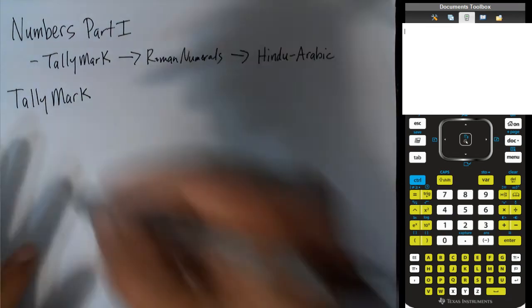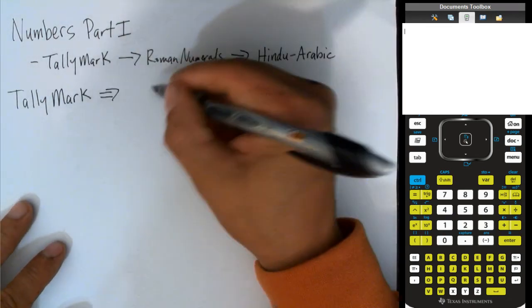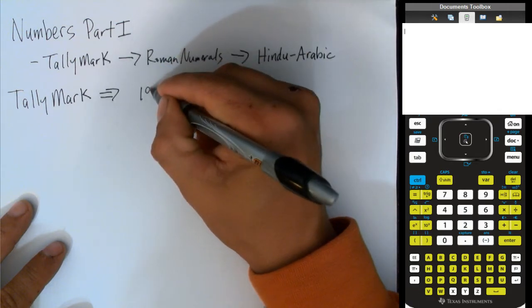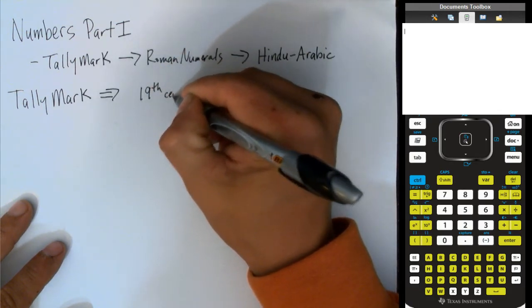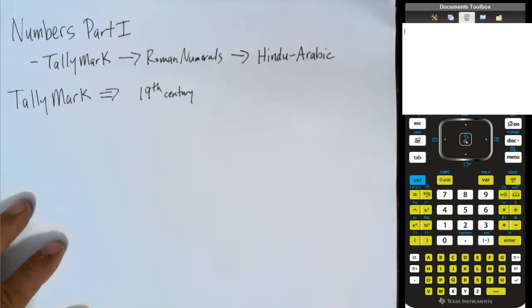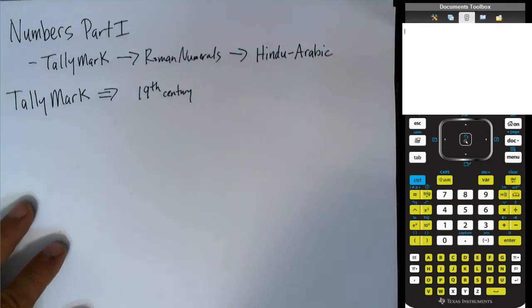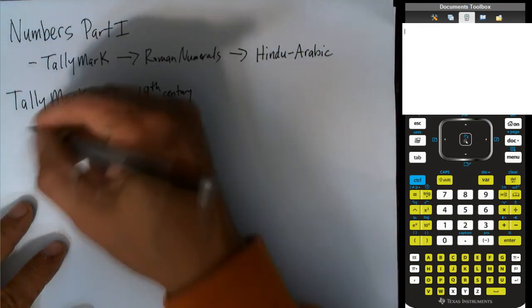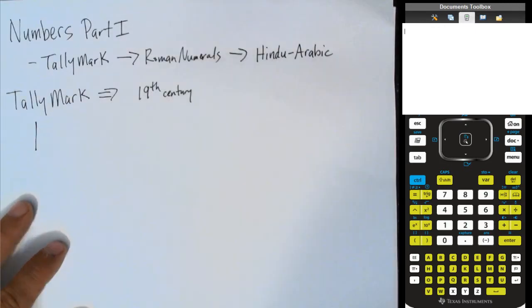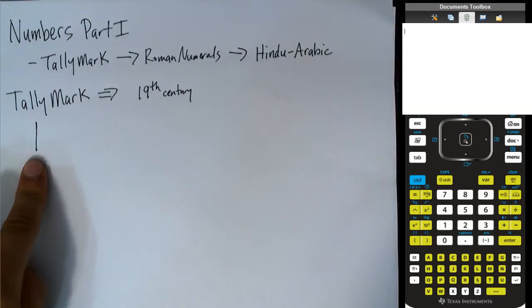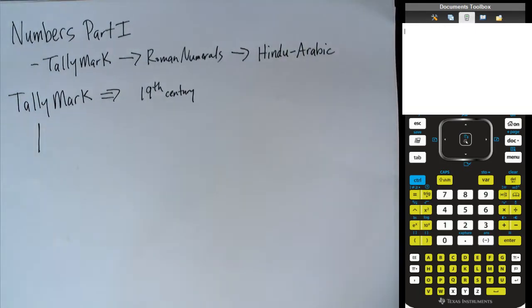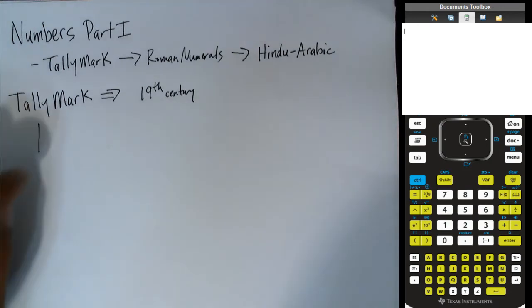But this tally mark system survived in some parts of Europe into the 19th century, where it was still used. And what is a tally mark? A tally mark is this. That's all it is. That's a tally mark. And whenever somebody wanted to count something, they'd tally it.